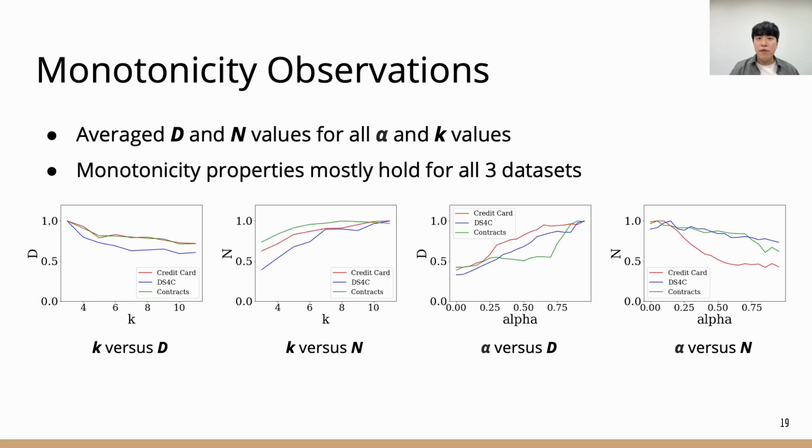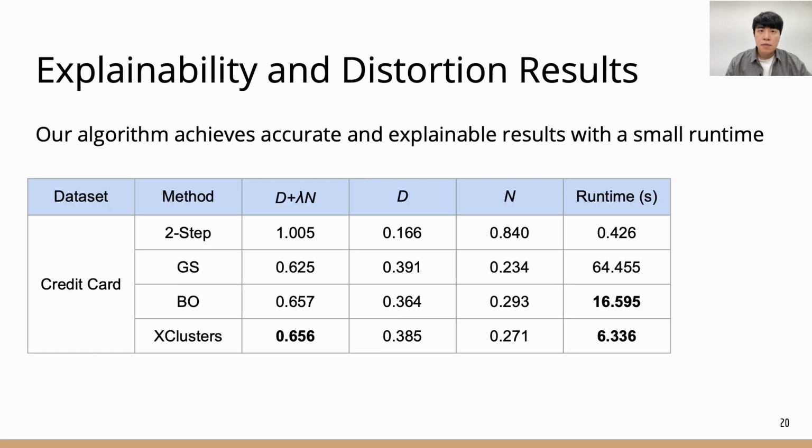We empirically verify the monotonicity assumptions which form the basis of our algorithm. We show that the monotonicity property mostly holds for all three datasets. The table below compares XClusters with the other baselines in terms of our objective function, d plus lambda n, and runtime.